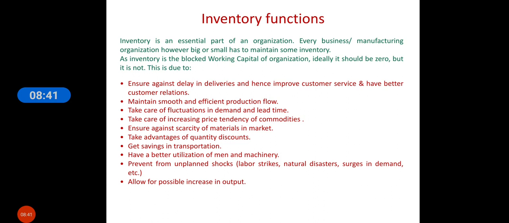It takes advantage of quantity discount. It saves transportation cost also. It helps you in better utilization of your manpower, machinery, etc. Your resources are better utilized with the help of this. Okay, it prevents you from unplanned shocks like labor strikes, natural disasters, etc., and also provides for a possible increase in output. Clear?